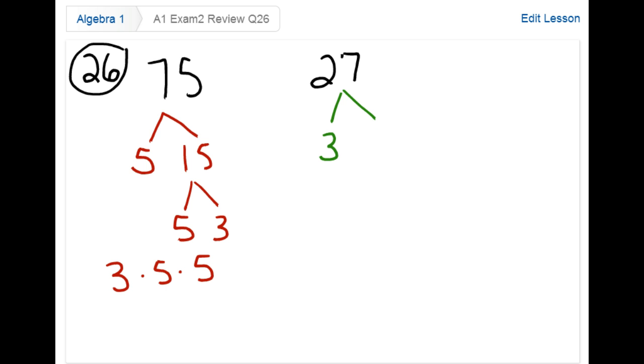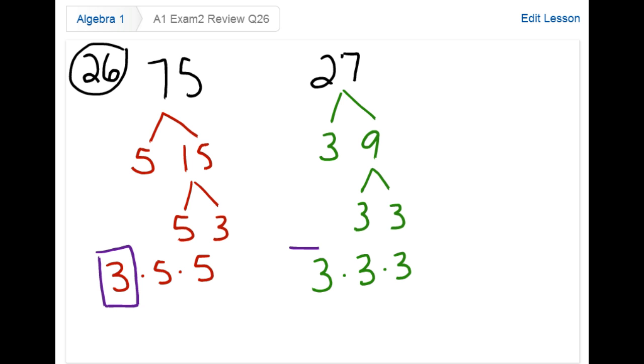27 breaks up to 3 times 9. And 9 breaks up to 3 times 3. So 27 is 3 times 3 times 3. Okay, we're looking for common factors. So each number has a 3 in it, and that's the only thing they have in common. So the GCF is 3.